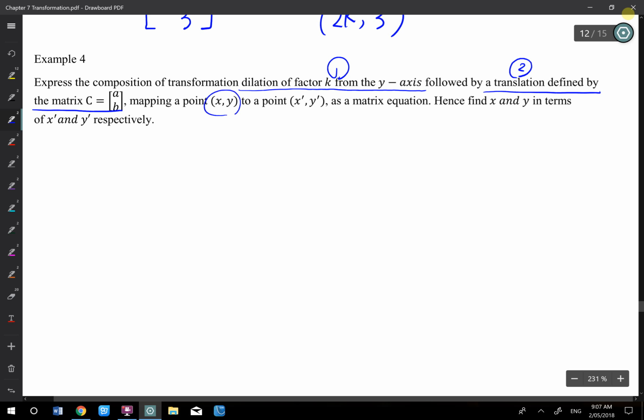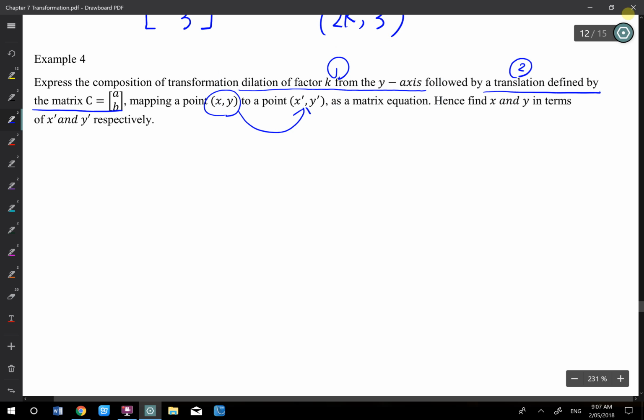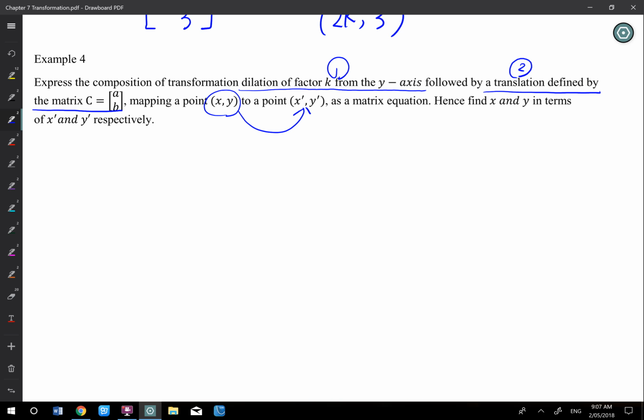Mapping a point (x, y), the old point, onto a new point (x', y') as a matrix equation. Hence, find (x, y) in terms of (x', y'). Okay, let's do it step by step. Two transformations happen, and I want to set up an equation. Okay, set up a matrix.